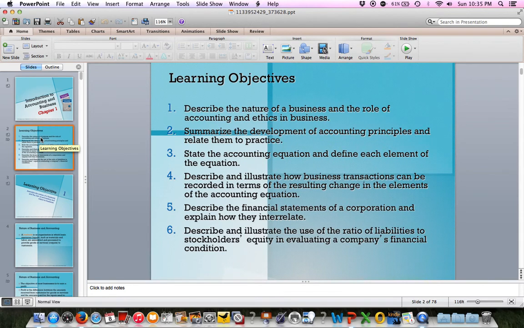We'll talk about accounting, the nature of business and the role of accounting. I'll talk about some accounting principles, the accounting equation. We'll talk about business transactions, financial statements, and liability and ratios.